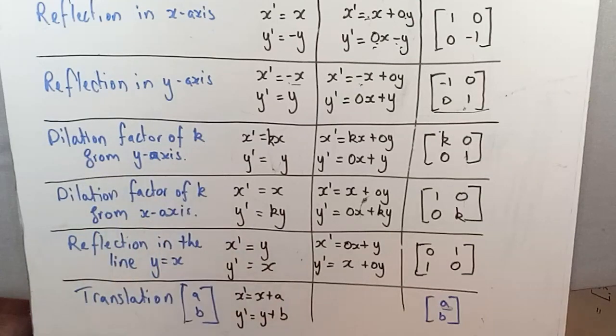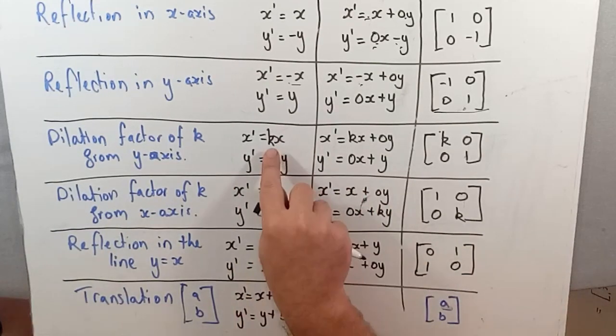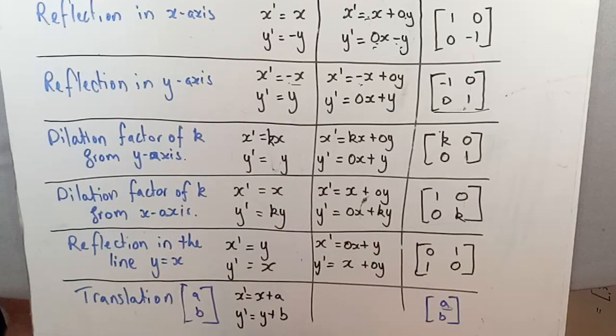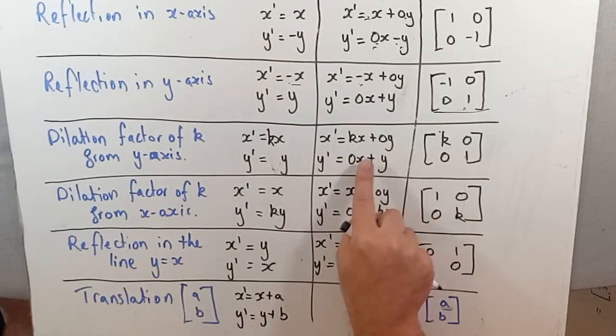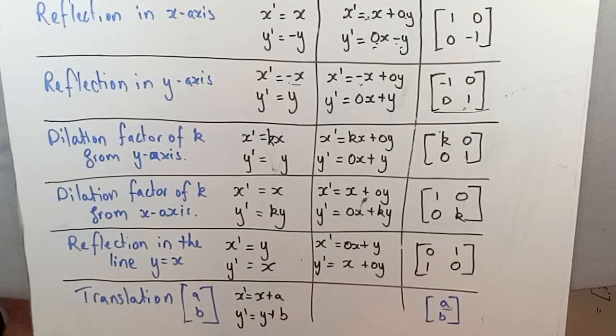Dilation factor of k, x equals kx from the y-axis. So we're going to stretch or shrink those x values. The y values stay the same. If we write it out in full, 0y there and 0x there, and we can put it into our matrix. If we know how to make the matrix, we can do the rest.